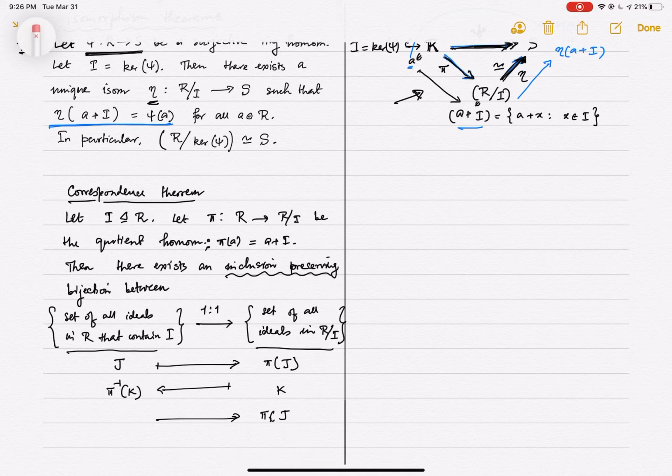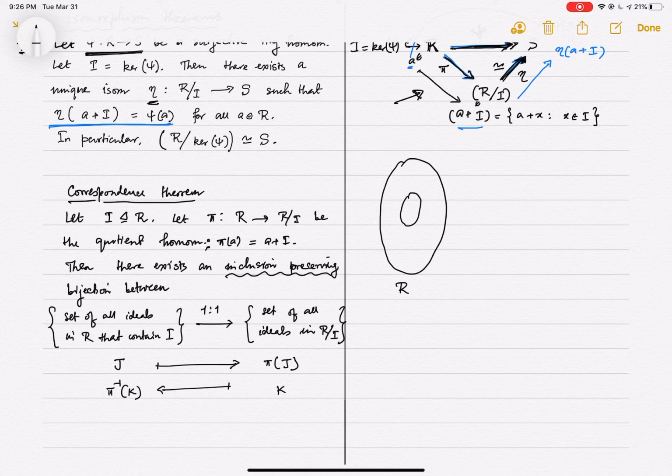Bigger ideals go to bigger ideals, etc. So the containment relations are preserved. One should morally understand what this is saying. Maybe I'll draw a cartoon here. Here is R and here is I, let's say. And here is R mod I.